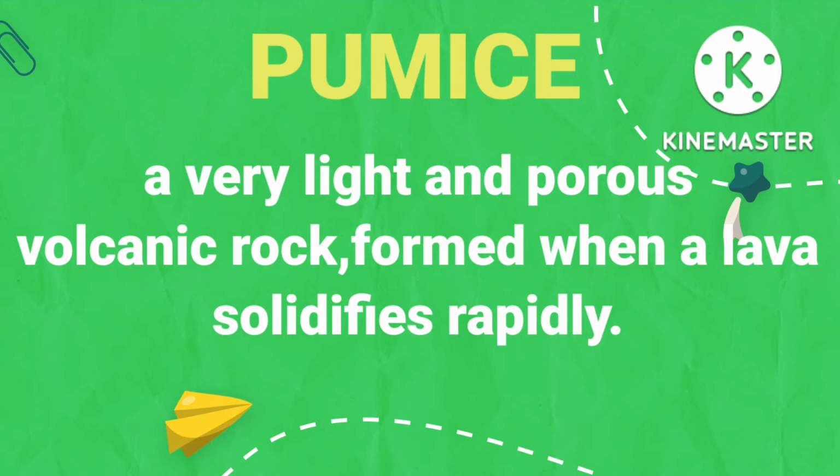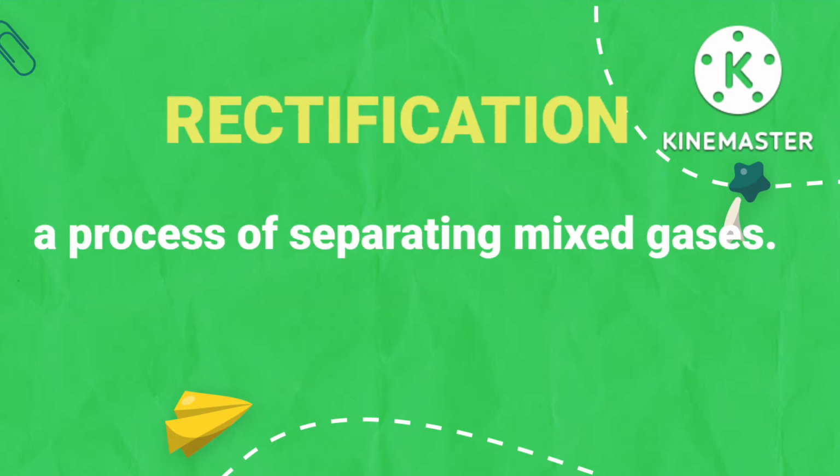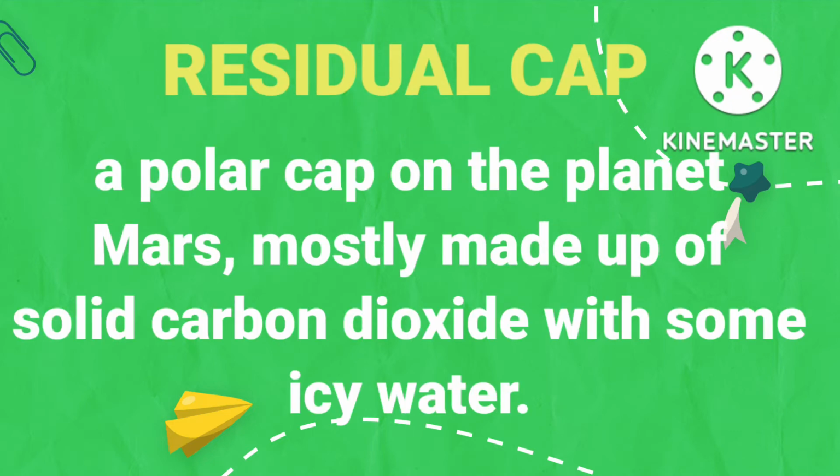Pumice. A very light and porous volcanic rock formed when lava solidifies rapidly. Pyroclastic. Fragments of rock from an erupting volcano. Rectification. A process of separating mixed gases. Residual cap. A polar cap on the planet Mars, mostly made up of solid carbon dioxide with some icy water.